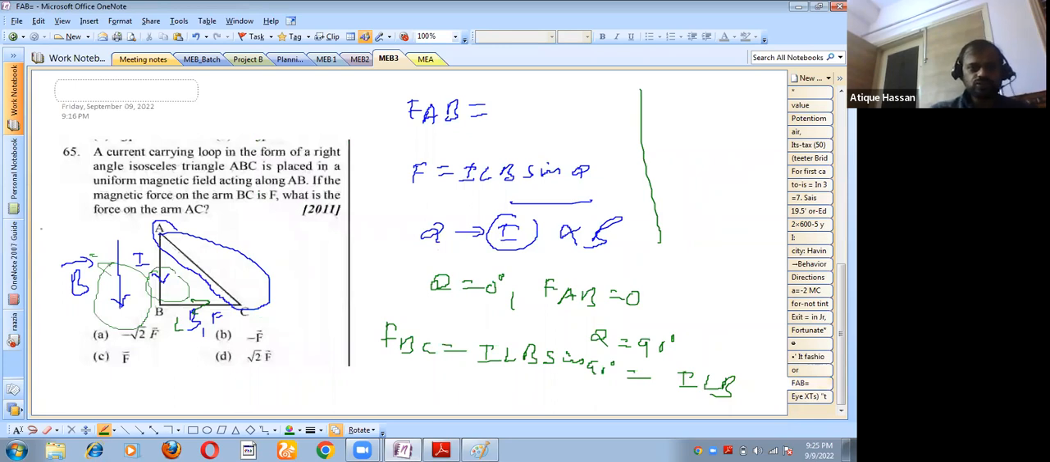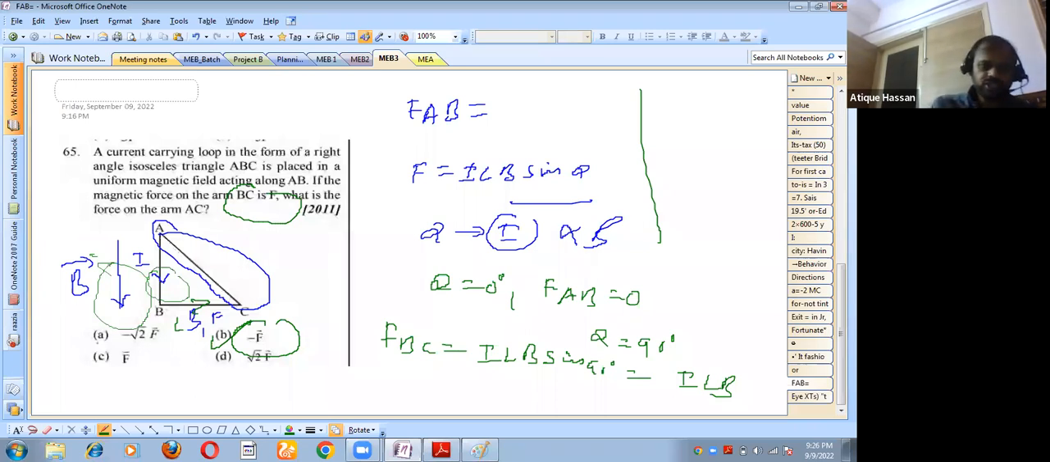According to the question, if force on BC is F, then force on AC must be minus F. Both should be in opposite direction. So the correct option is B. Understood, everyone? Anyone having any doubt, please ask. So you have to be very careful.